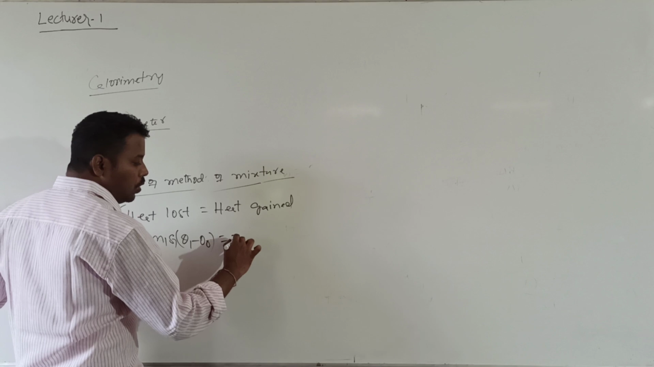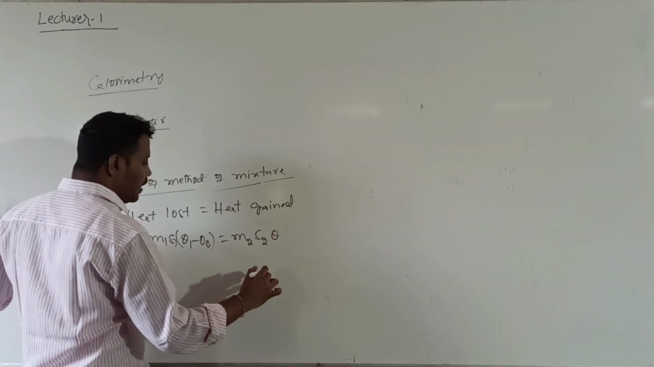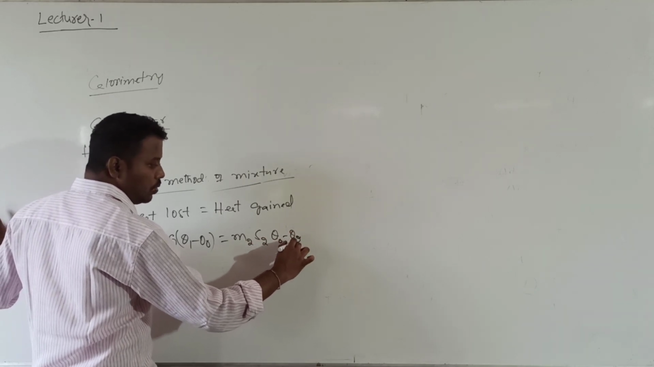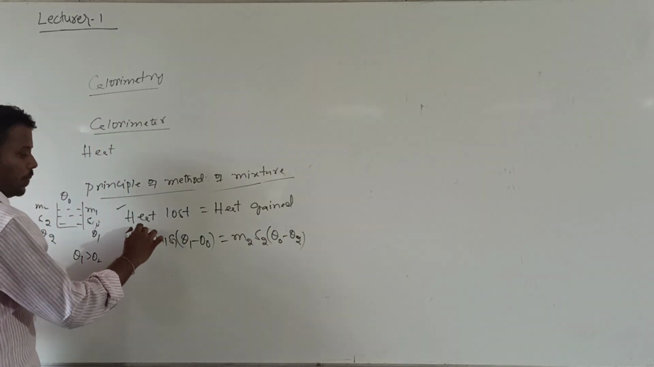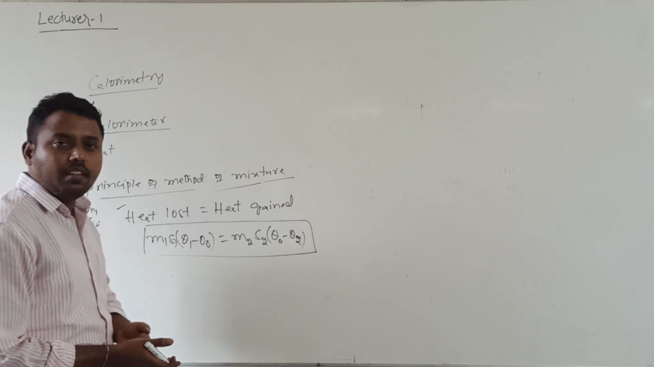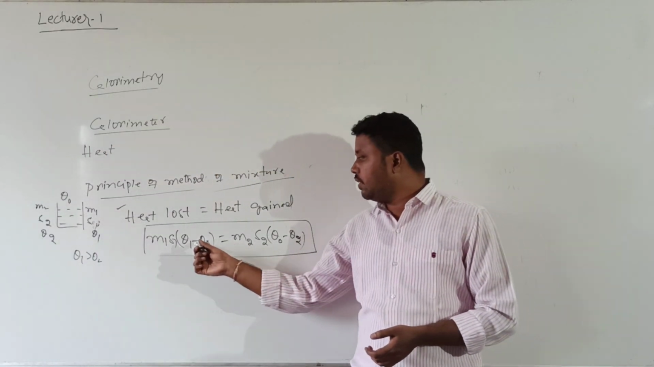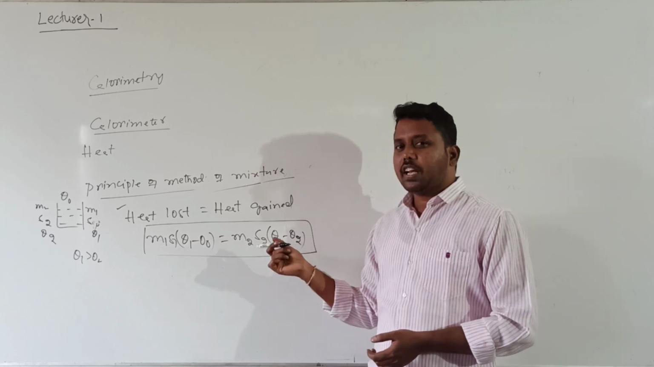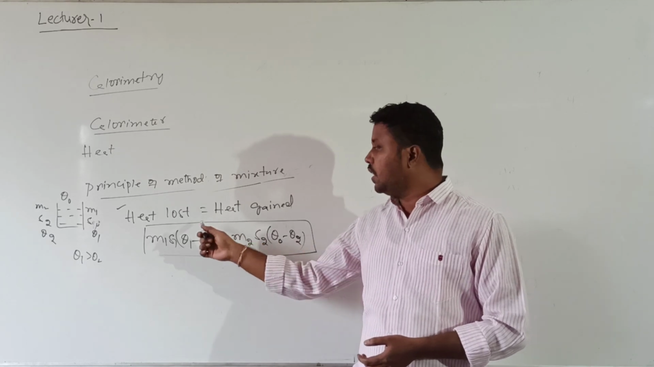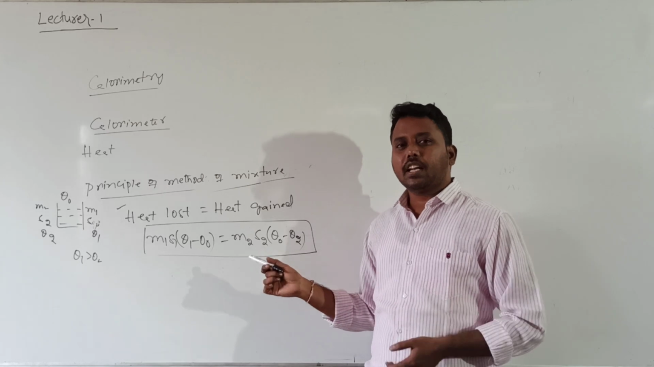Similarly, the heat gained by the cold body is given by M2 S2 into theta naught minus theta 2. Understood? By using this relation, we can calculate the temperature of the mixture. Or if they give theta naught and theta 1 values and ask for theta 2, that can be calculated. Or if they give theta 1, theta naught, theta 2, M1, M2 and S1, and ask to calculate S2, that can be calculated.